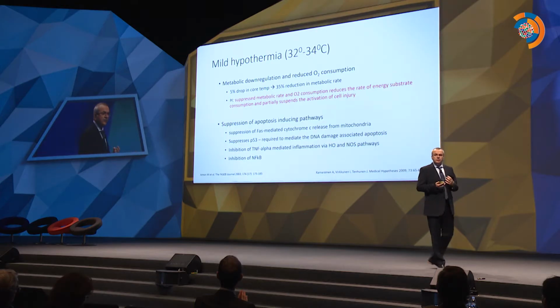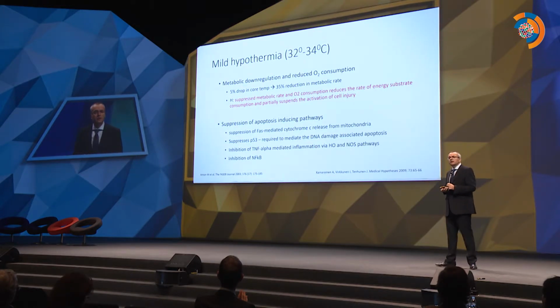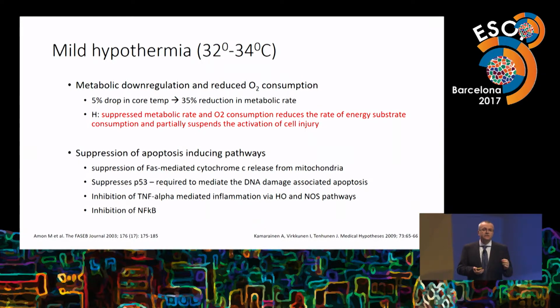So if that doesn't work, what else can you do? Well, hypothermia has now been looked at as a potential protective model. In 2009, this Finnish group of intensivists proposed that a small reduction in the core temperature may lead to a substantial reduction in the metabolic rate associated with a lower consumption of energy substrate, which could partially suspend the activation of the cell injury. This was then correlated with some mechanistic work, and the apoptosis appears to be suppressed. And particularly the key player that we now know it's involved, the mitochondria, appears to be involved.